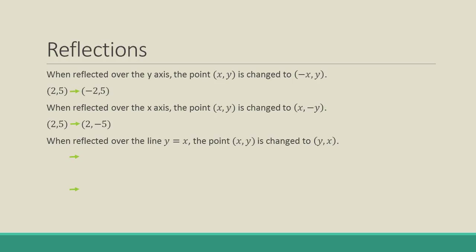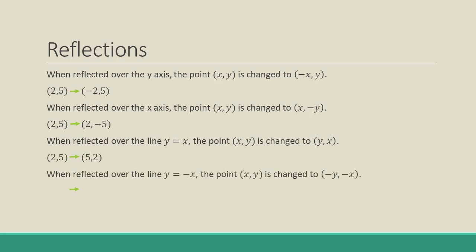And then over the line y equals x, the point (x, y) is changed to (y, x). So (2, 5) would change to (5, 2). And then over the line y equals negative x, (x, y) changes to (negative y, negative x). And so (2, 5) would change to (negative 5, negative 2).